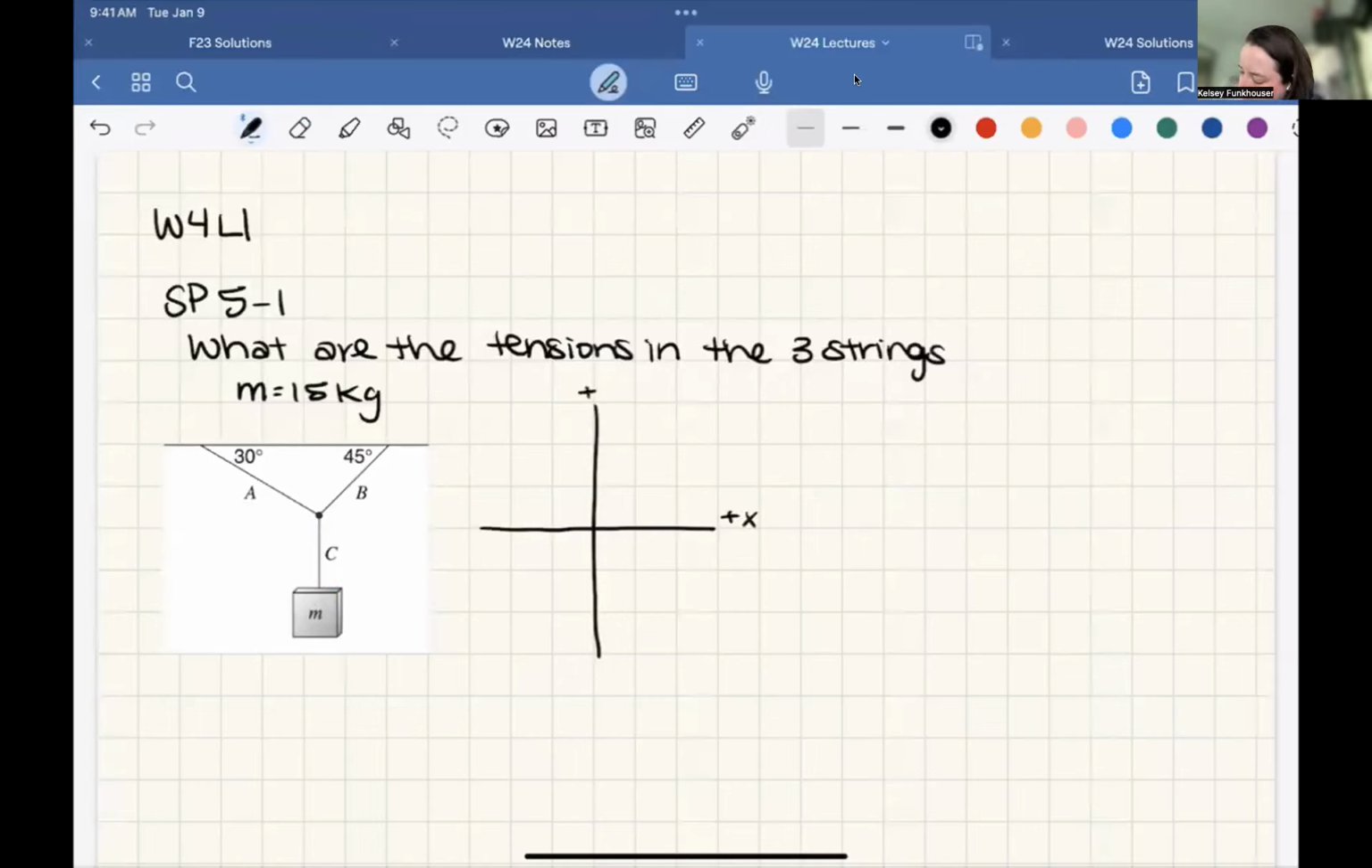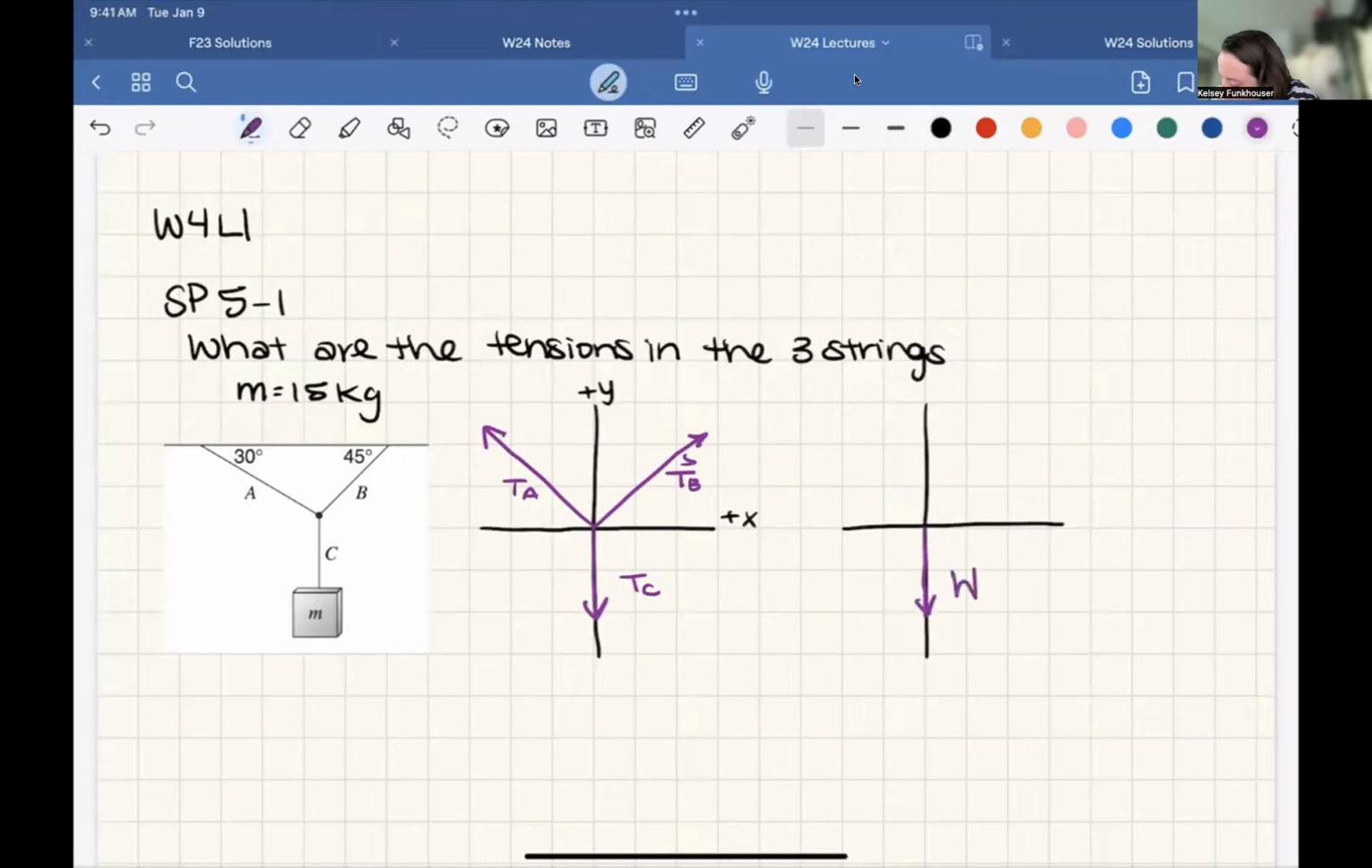F plus X, Y. Okay, so we have, oh, that was the eraser. We have the tension B. We have the tension A. Okay, and then we have the tension B. Before I worry about the angles, I'm just going to add the free body diagram for the block, which is its weight pointing down, and then tension C pointing up. And these are all vectors.